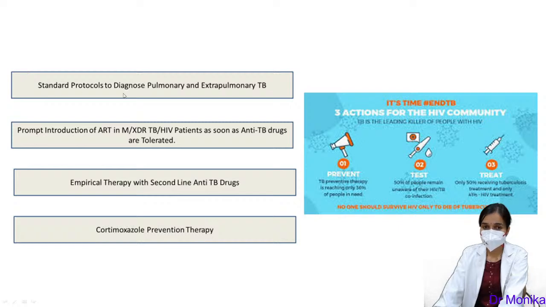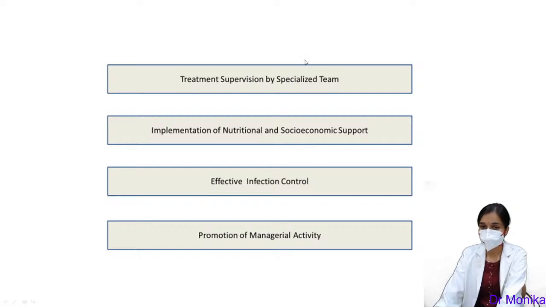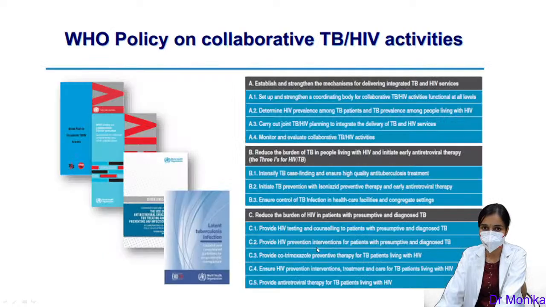So there should be a standard protocol to diagnose pulmonary and extrapulmonary TB. There should be prompt introduction of ART in case of MDR, XDR TB as soon as the anti-TB drugs are tolerated. There should be empirical therapy with second-line anti-TB drugs in patients who come from areas of MDR or XDR prevalence, and cotrimoxazole preventive therapy should also be started. There should be treatment supervision by a specialized team, implementation of nutritional and socio-economic support, effective infection control to prevent transmission, and promotion of managerial activity. So this is the WHO policy on collaborative TB-HIV activity.